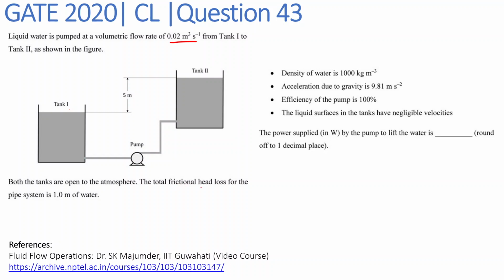The total frictional head loss for the pipe system is 1 meter of water. Then we have been given this information related to the density of water, acceleration due to gravity, and efficiency of the pump. And we have been given that the liquid surfaces in the tanks have negligible velocities. The power supplied by the pump to lift the water is dash. That is the power we have been asked to find.